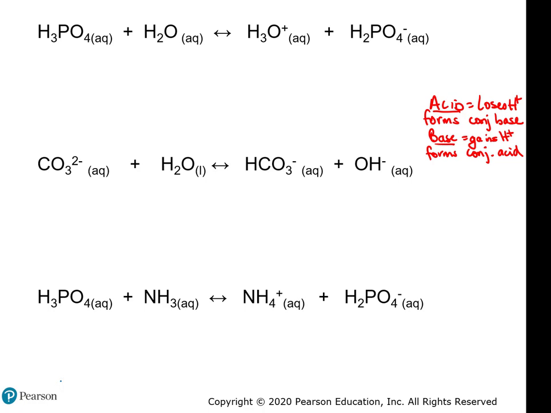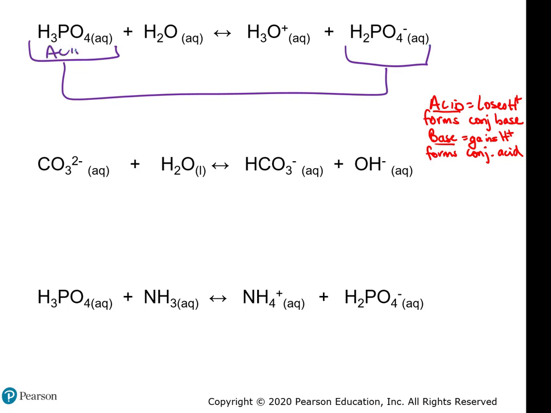Okay, H3PO4. What's its most similar pair? So that makes H3PO4 the acid. Okay, that means that H2PO4 minus is the conjugate base. H2O: H2O becomes H3O plus, so it gains a hydrogen. That makes it the base. And so H3O plus acts as the conjugate acid on the opposite side.